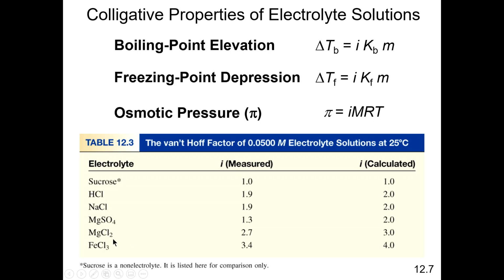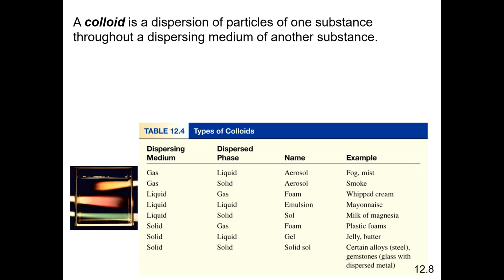In the case of magnesium chloride, its measured value is 2.7, which is relatively close to the 3.0 that is expected. And then finally, in the case of iron 3 chloride, its measured value is 3.4, which is a bit of a deviation, not very close to the calculated value. Again, I think the same reason can be used to explain that, the fact that you have a relatively high charge on the iron ion. All right. So that's basically what you have to do when it comes to ionic solutions or electrolytic solutions. You have to take into account the Van 't Hoff factor when you're doing these calculations.